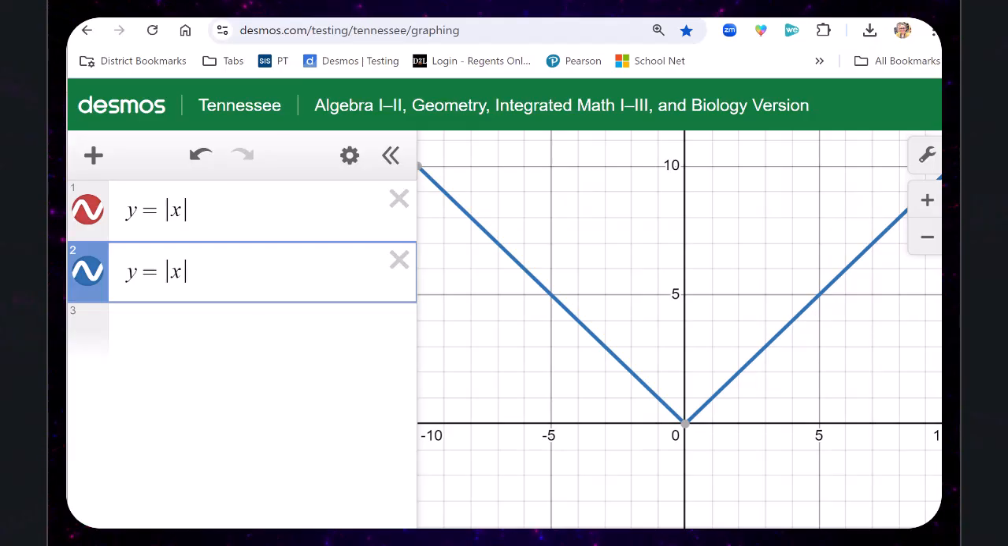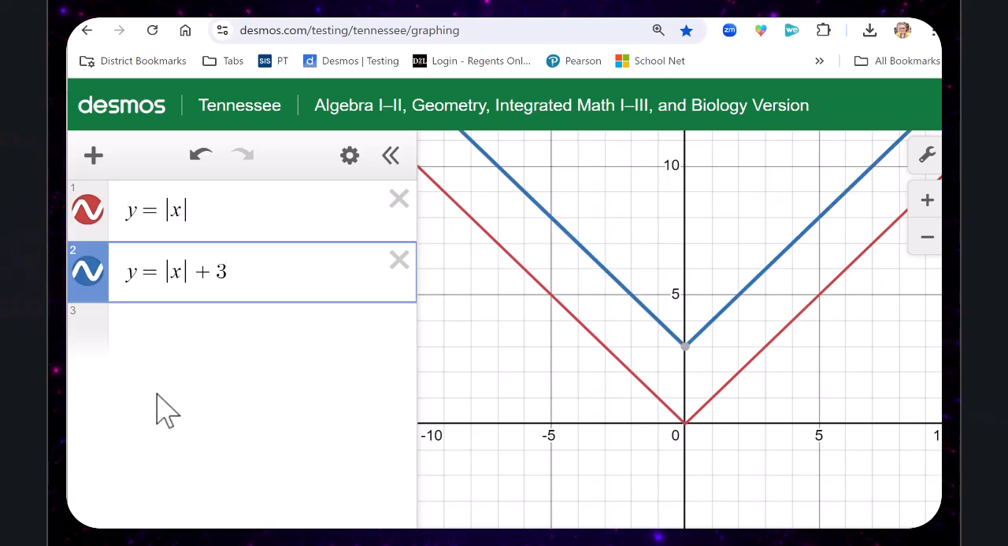All right, so I showed you quadratic functions and all the different types of transformations. So let's go into absolute value. Same situation. I've got my parent graph right here in line 1, and then I'm going to manipulate line 2. So I'm going to put plus 3 here. What do you think is going to happen? I'm going to do plus 3. It went up. Okay. What's going to happen if I change that to minus 3?